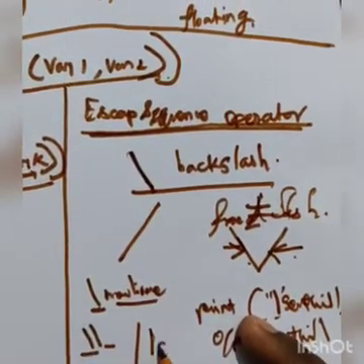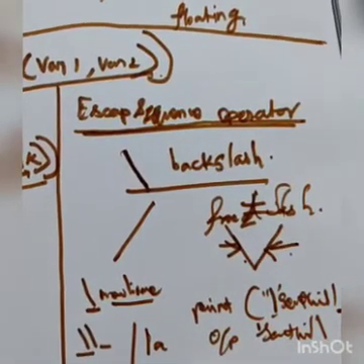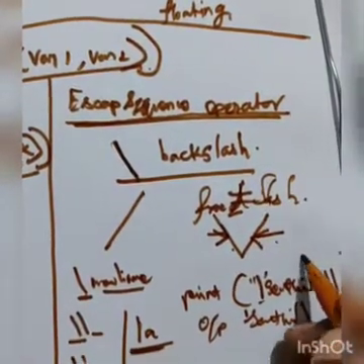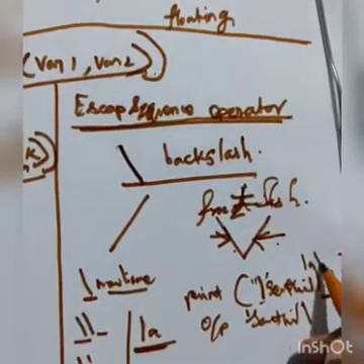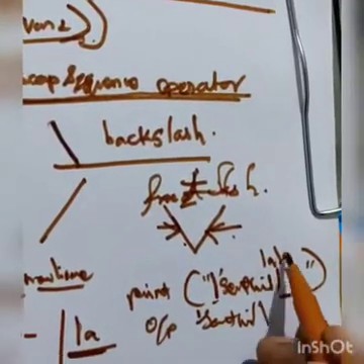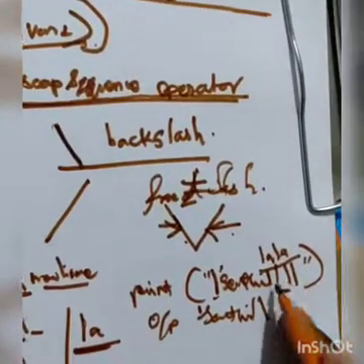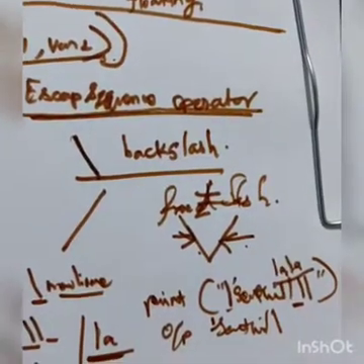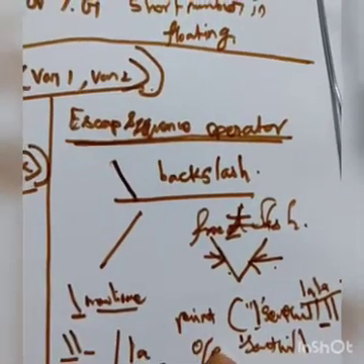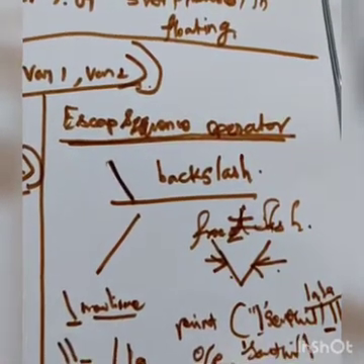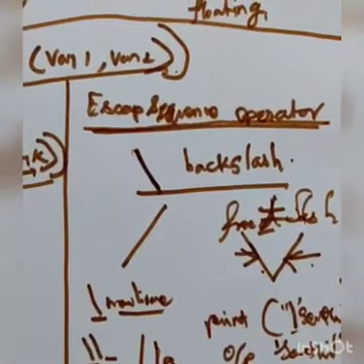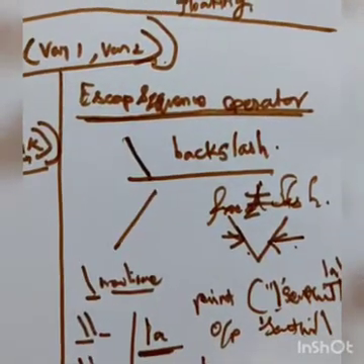Next, backslash a. If you give it, a bell sound will come. If I put backslash a twice after printing Sendil, nothing is printed, but the bell sound will come. Backslash t means a tab will come.